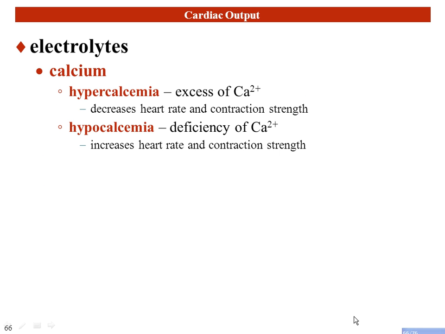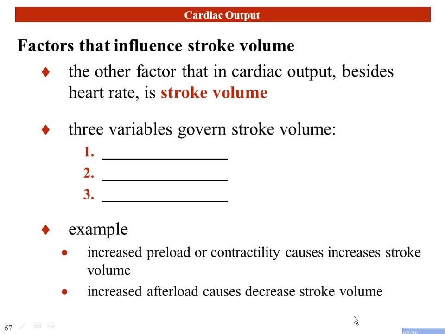Electrolyte balance also influences heart rate. The one I really want you to be aware of is calcium. If you have hypercalcemia, that decreases heart rate and contraction strength. Hypocalcemia increases heart rate and contraction strength. Potassium has an influence as well, actually pretty important influence, but the main thing I want you to be aware of is calcium. So those are all things that influence heart rate.